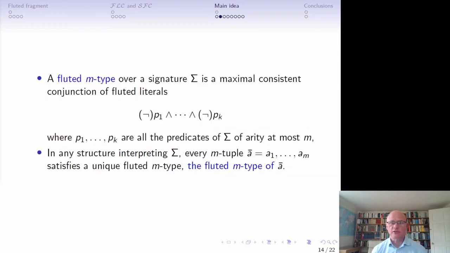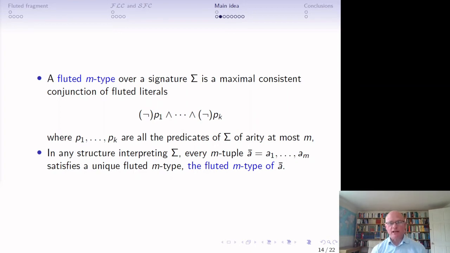Another useful notion when reasoning about fluted logic is that of a fluted m-type, namely a maximal consistent set of fluted atomic formulas, or a maximal consistent conjunction of fluted atomic formulas and their negations, involving predicates of arity at most m. So here's such a formula. All of these predicates involve arity at most m, and so we have a maximal consistent conjunction of such atomic formulas.